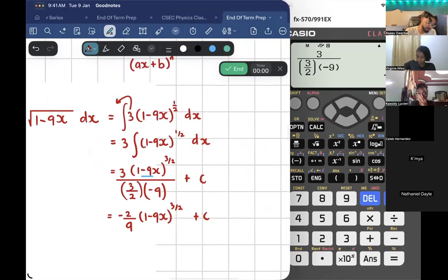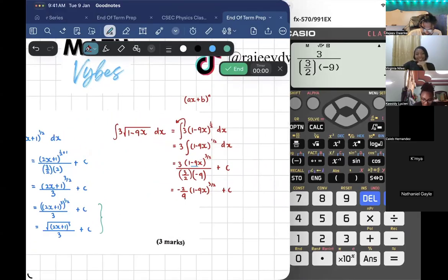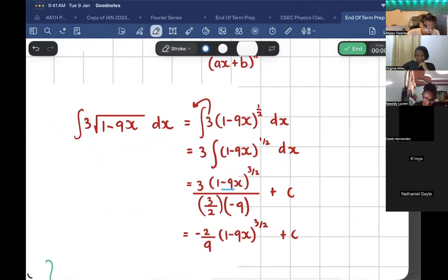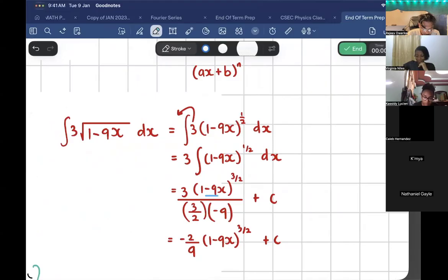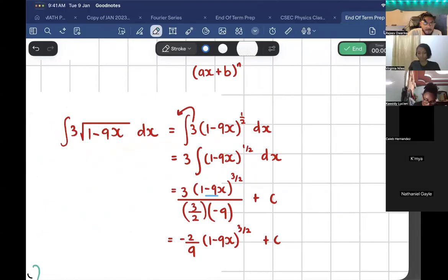How are you feeling about that? Good, bad? Great. I thought the 3 wasn't a constant. I thought it meant root 3. Yeah, me too. Kamaya, if there's anything you want to run through again, talk to me. I will do so. Nathaniel, Caleb, Shayna, talk to me, guys. No, sir.